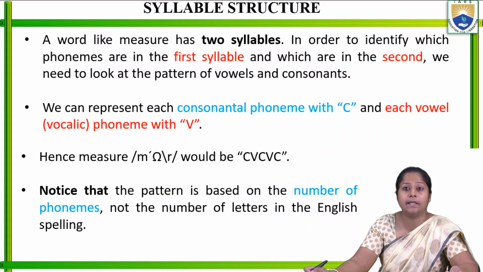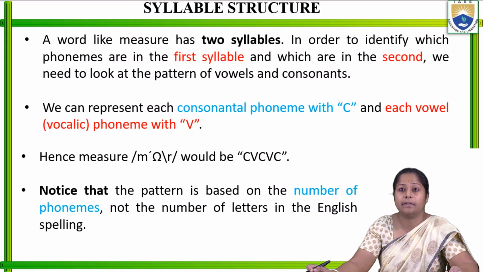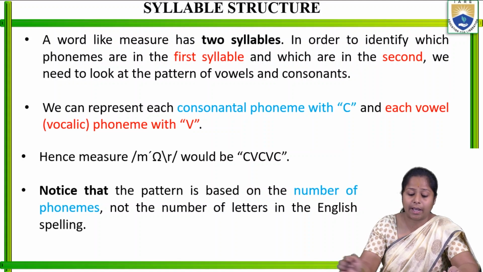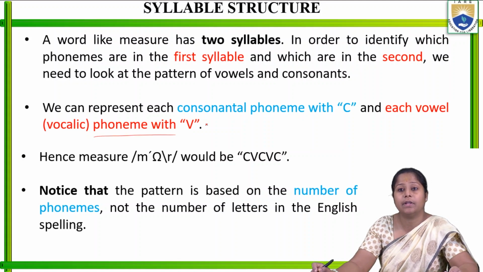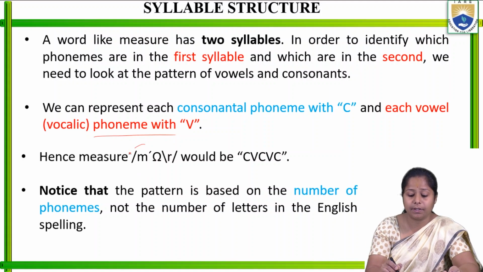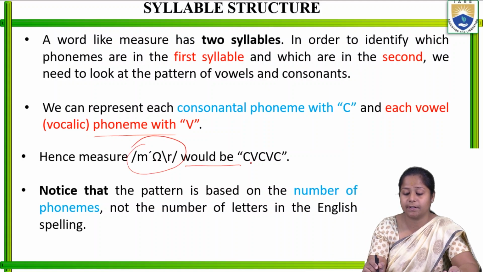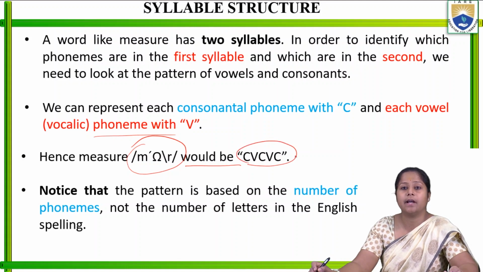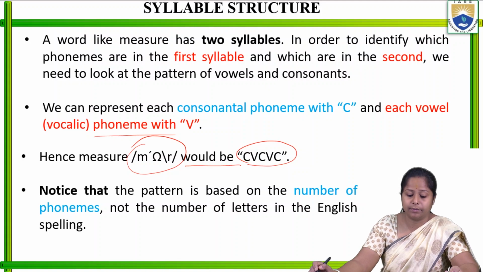We can represent each consonantal phoneme with a capital C and each vocalic phoneme with a capital V. This needs to be written in the form of a syllable structure, which simplifies all these phonemes. So the word measure in this particular transcript is written as CVCV C. That is how easy it is to understand, with consonant and vocalic segments.